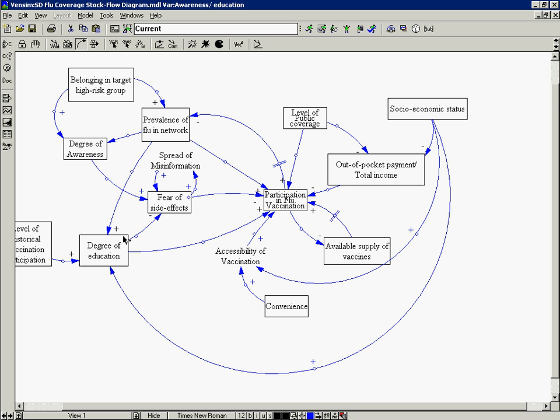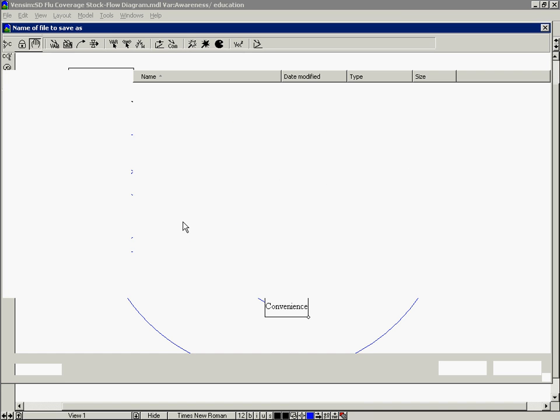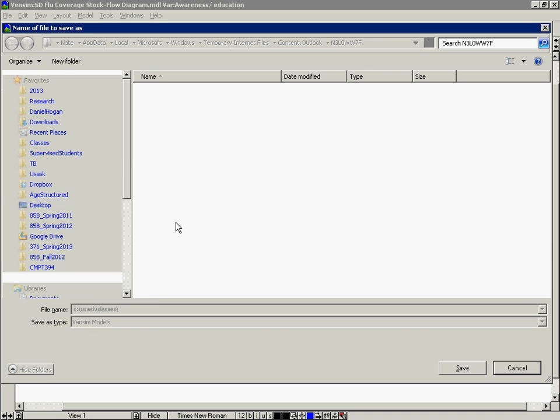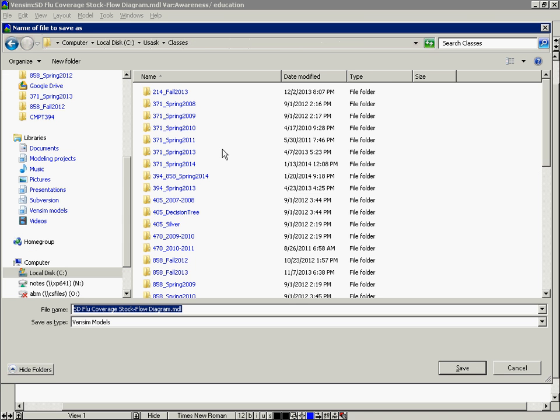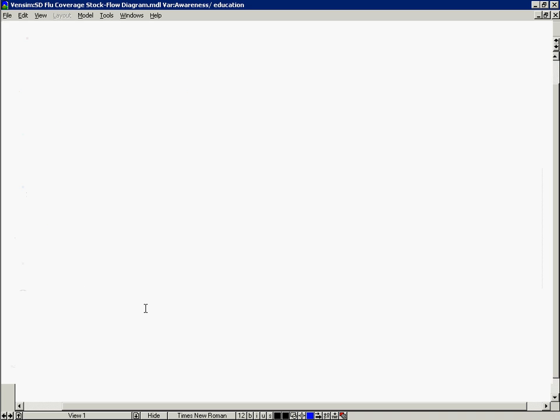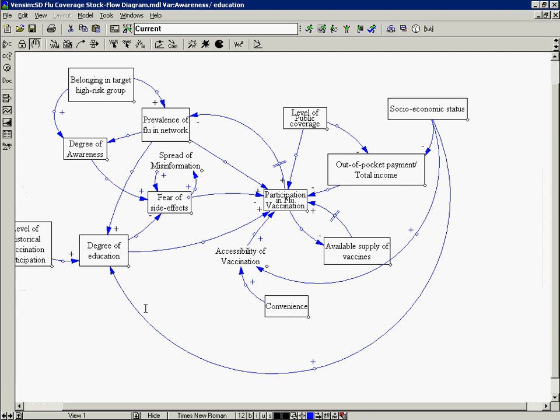However, given what I said last time, I'm going to save this so we could talk about it next time, or at some other point. One thing that we could talk about is rough qualitative behaviors associated with these types of loops, for example. So where are some notable loops here? Well, we commented on some of them. One would be, for example, this one involving available supply of vaccines and participation, right?